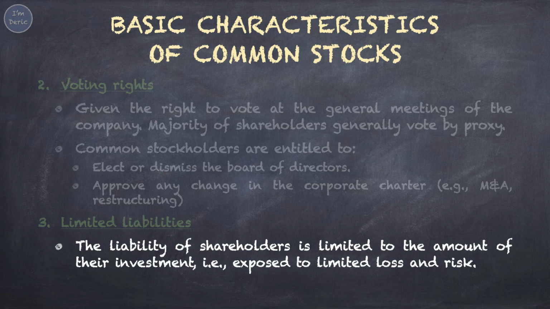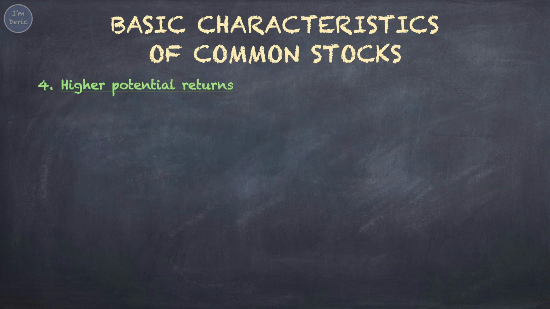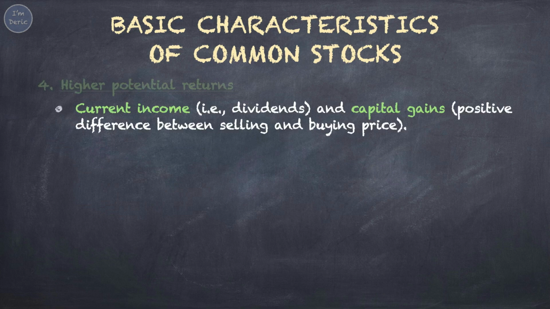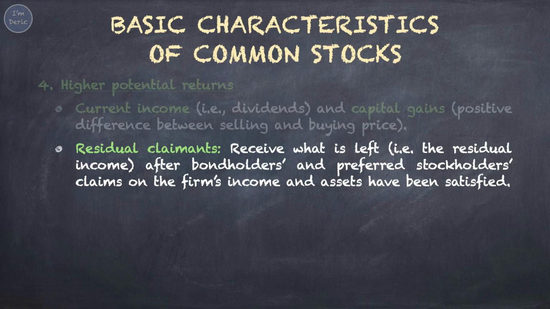Even if the company subsequently goes bankrupt and has remaining debt obligations, shareholders are not required to pay for the debts. Fourth, higher potential returns. Common stockholders expect to receive adequate current income and capital gains. Dividends are the current income, while the positive difference between the selling and buying price is the capital gain. Common stockholders are also known as residual claimants who receive what is left, that is the residual income, after bondholders and preferred stockholders' claims on the firm's income and assets have been satisfied.